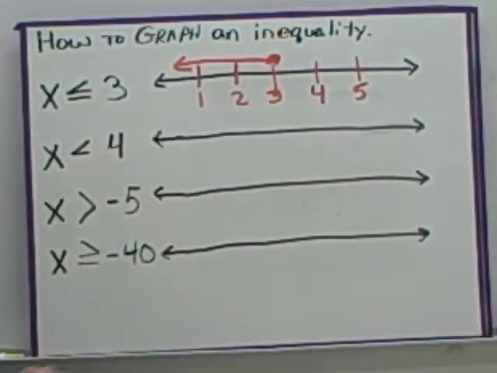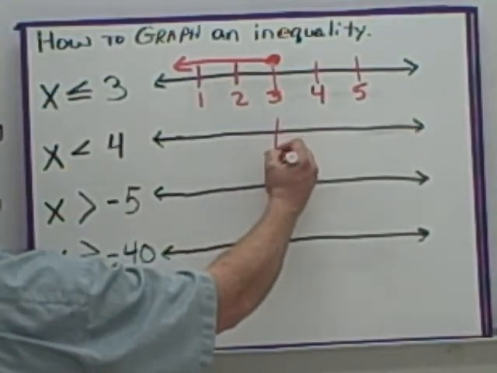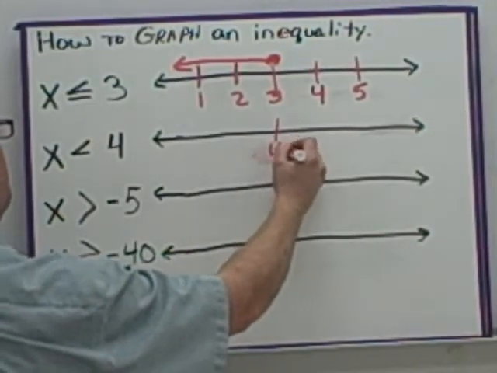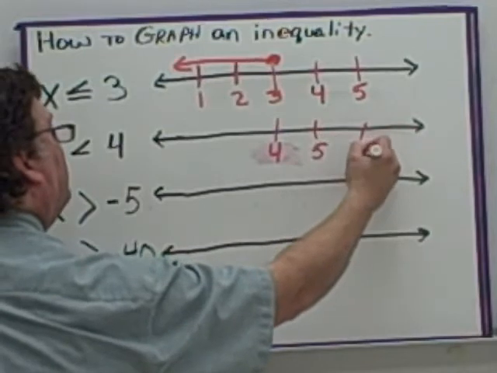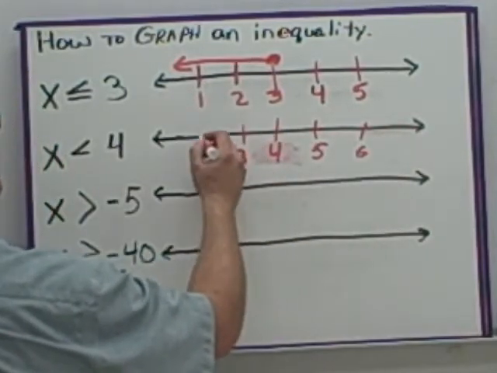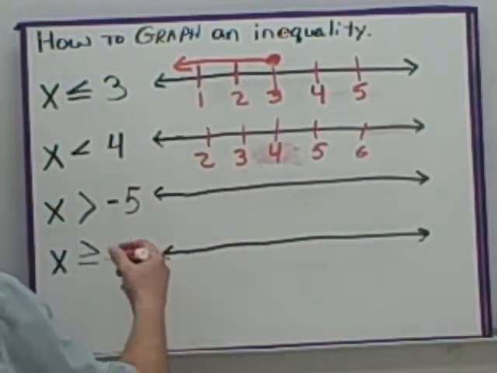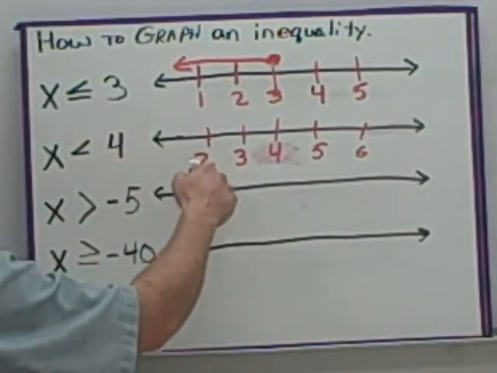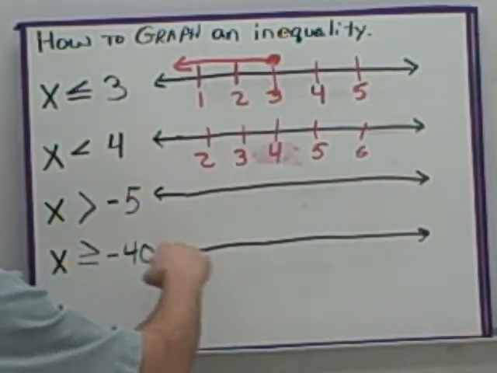Here's x is less than 4. So we're going to graph this one. We put a number 4 in the middle. Then we have 5 and 6 in this direction, and 3 and 2 in this direction. Less than 4, again, we're going to be going in this direction. We're going to include the 2 and 3. Those are less than 4.